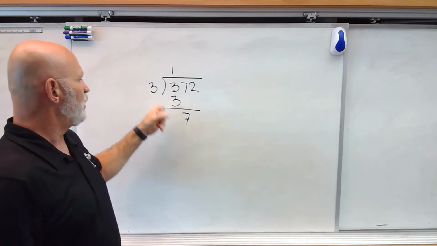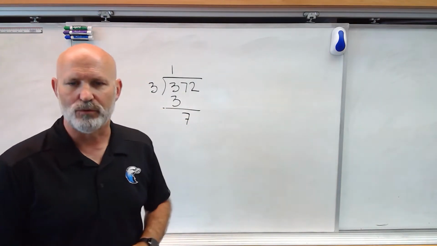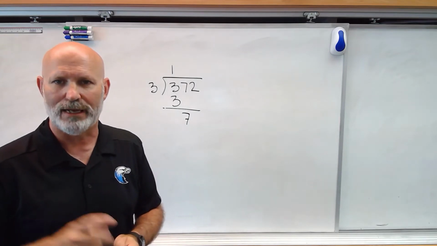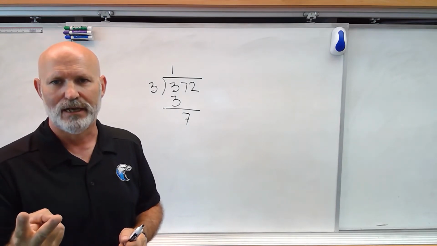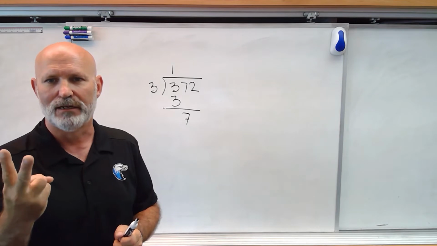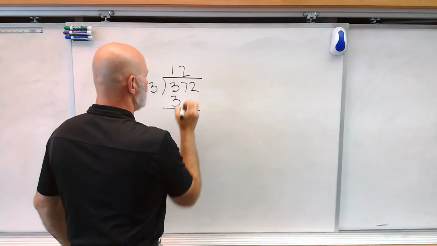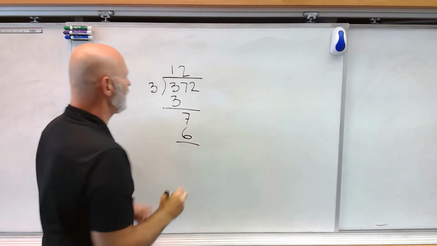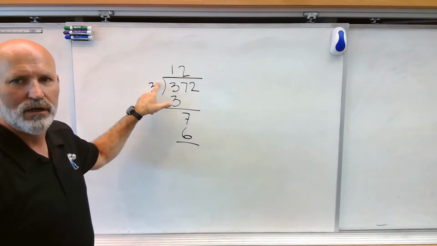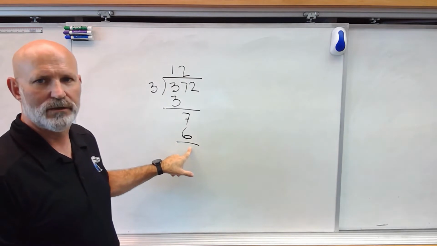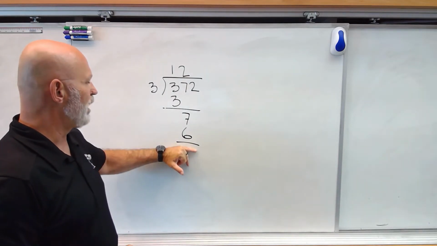Now I look at this 3. How many times will 3 go into 7? Well, 3 will go into 7 twice, because you got 3, 6. If it goes in 3 times, you'd have to have a 9. So there's only 2. So we know that it goes in twice. And we got a 6. Now I know that 2 times 3 is 6. So that's what my answer is down here.